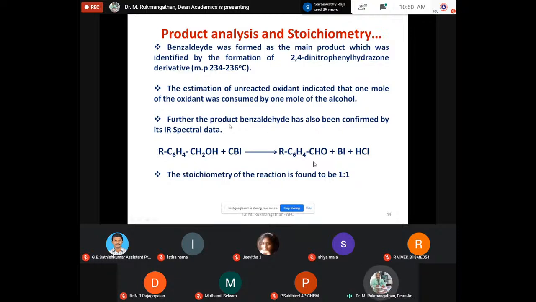The next one is the stoichiometric determination. Here in this reaction, this is the actual reaction involved. 1 mole of benzyl alcohol consumed 1 mole of oxidant. The stoichiometry of this reaction is found to be 1:1. So the stoichiometry is 1:1.